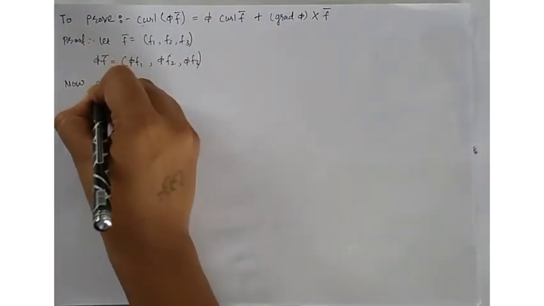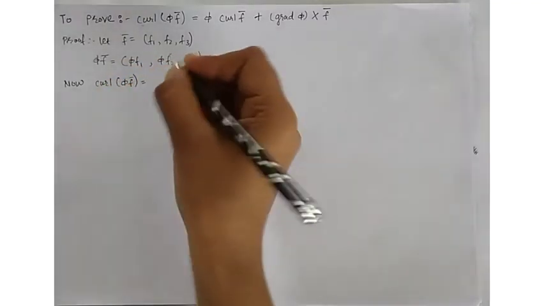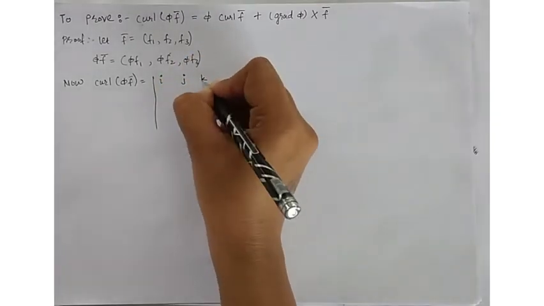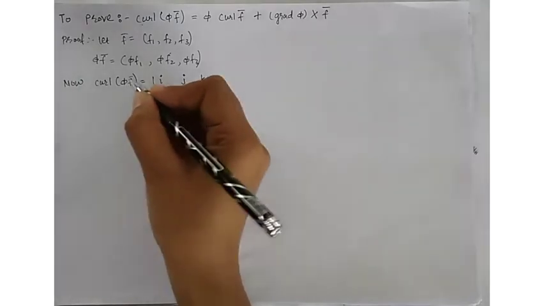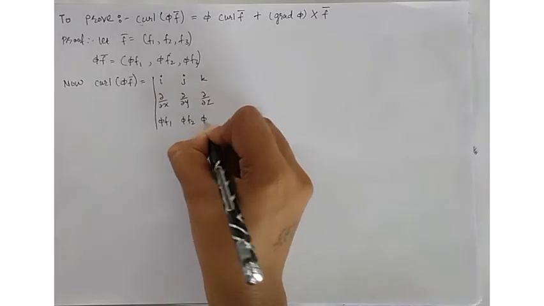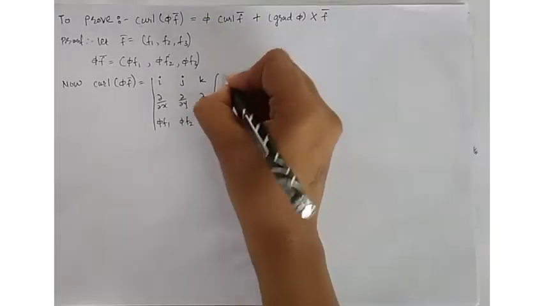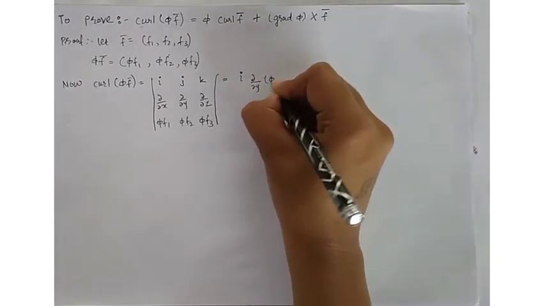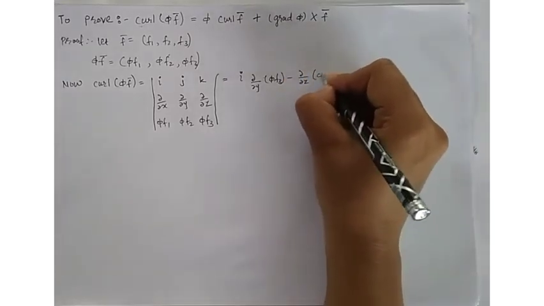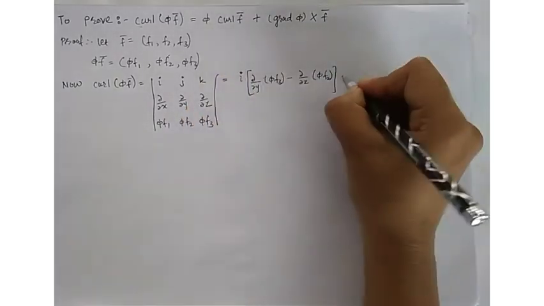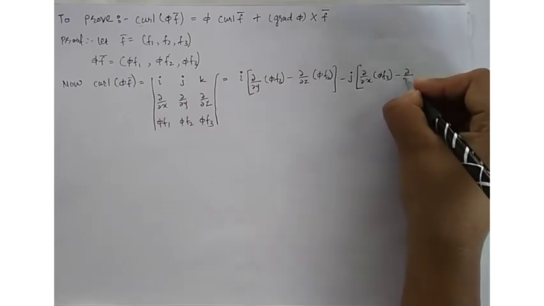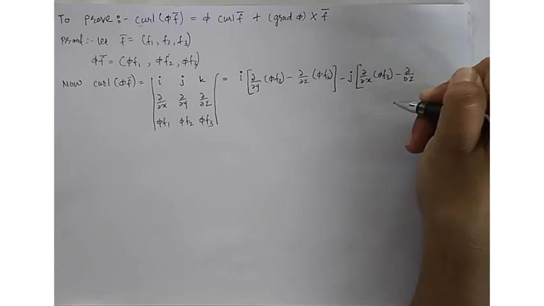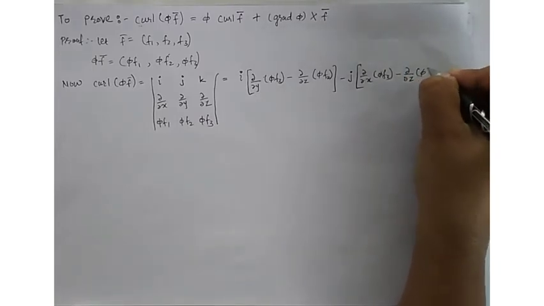So now, curl of φ f bar is the determinant of i, j, k, del by del x, del by del y, del by del z, and we put in the components of this function, that is φf1, φf2 and φf3. Taking the determinant, we get i of del by del y of φf3 minus del by del z of φf2, minus j of del by del x of φf3 minus del by del z of φf1.